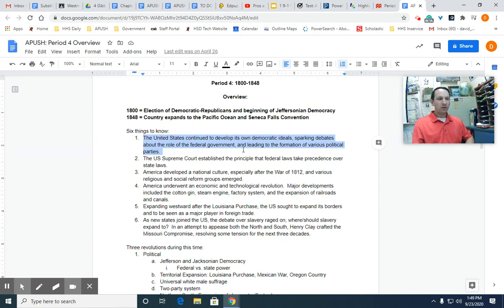The role of the federal government: as the country gets bigger, as it becomes more powerful, as its economy grows and prospers, the question is, how big should the federal government get, and at what expense should it take power from the states?